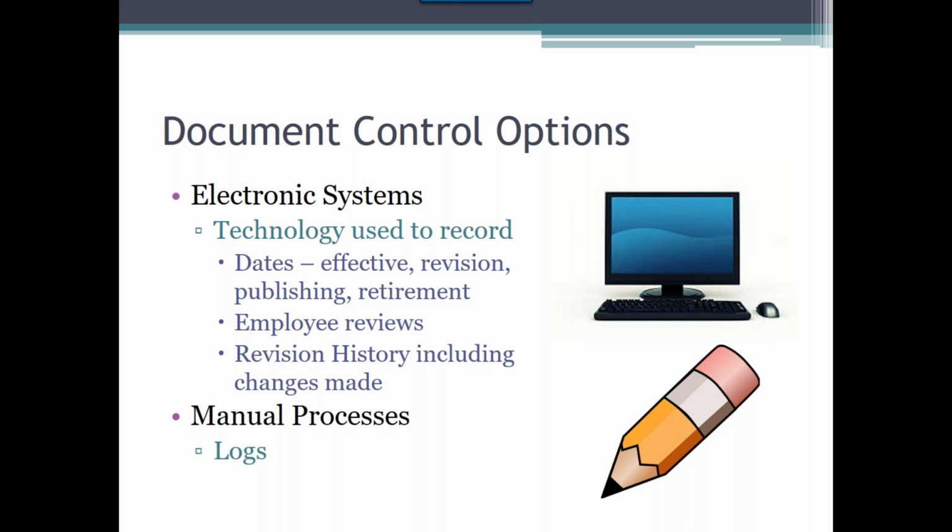If no electronic system is available, document control must be maintained manually. This includes keeping a paper system to document the various aspects of document control. Generally, logs of sorts are maintained that record changes that are made to every document, including what the change was and when it was made. These logs will also include information such as dates that each document was originated, effective, revised, and then retired or archived.